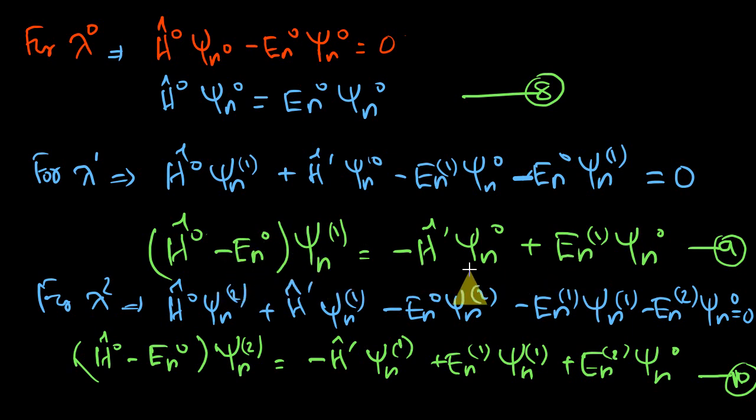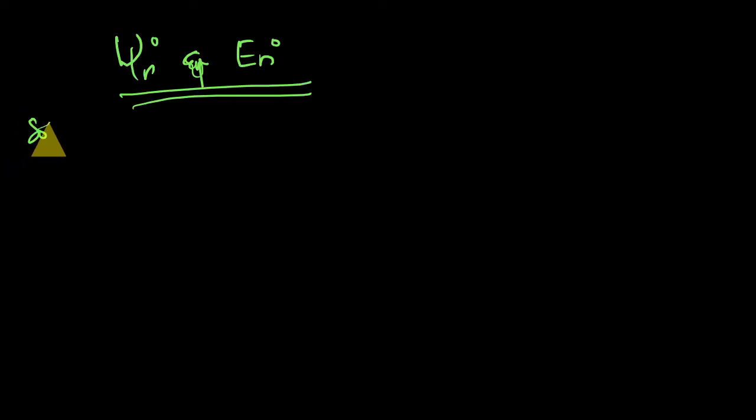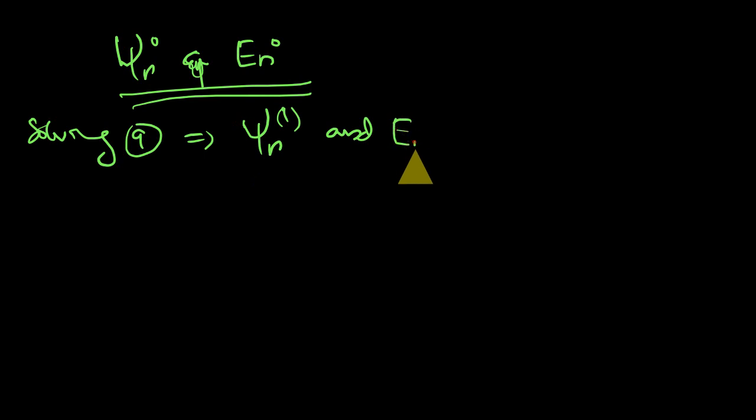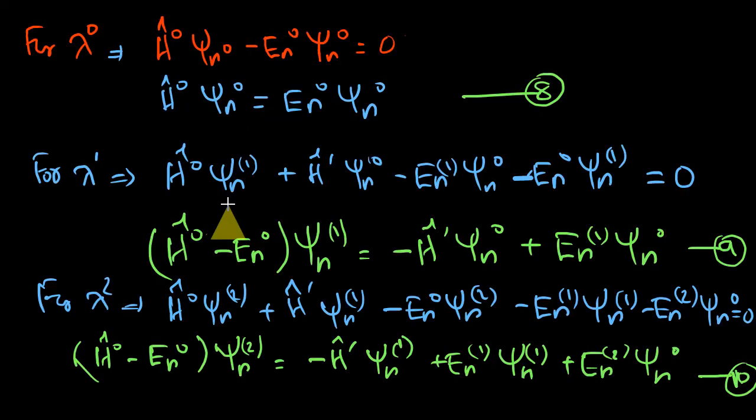So by solving equation number 9, you get psi n1 and en1 in terms of psi n0 and en0, and psi n0 and en0 are already known. So you get the first order correction to the wave function and the first order correction to the energy.